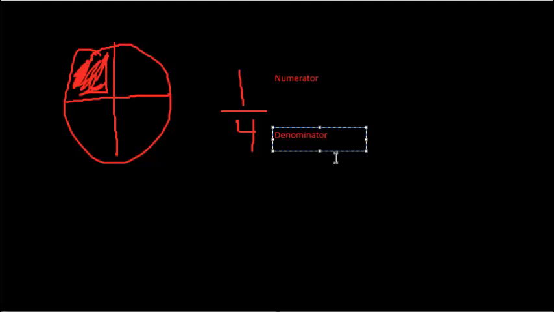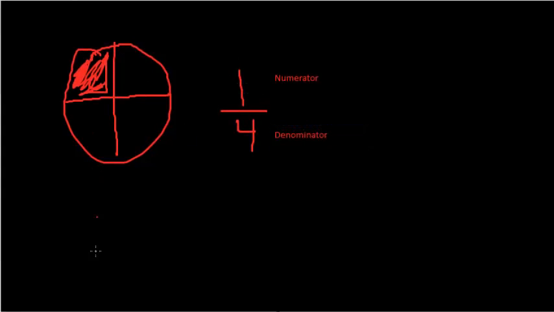The denominator is how many equal pieces our whole was cut into. So in this case, our pizza was cut into 4 equal pieces, so our denominator is automatically 4. Our numerator is how many of those pieces we have, or how many we're looking at. In this case, we're looking at that 1 piece that I ate. Right? So our numerator is 1.